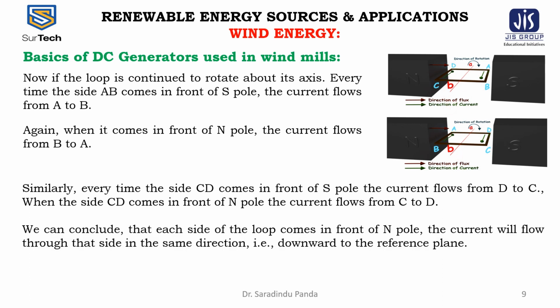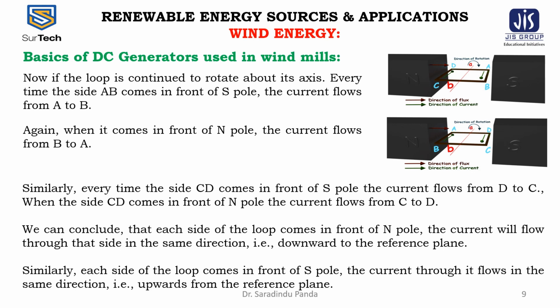So we can conclude that each time a side of the loop comes in front of the N pole, the current flows through that side in the same direction, downward with respect to the reference plane. Similarly, each time a side of the loop comes in front of the S pole, the current through it flows in the same direction, upwards from the reference plane.